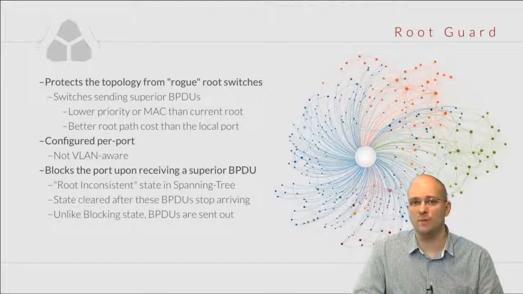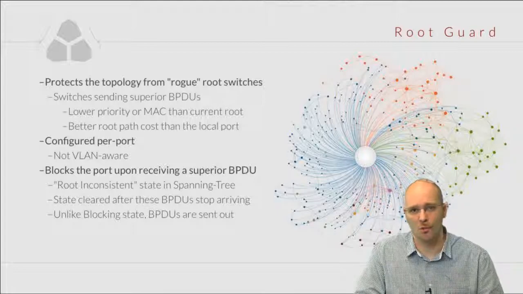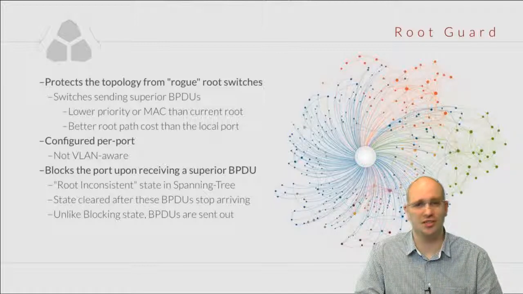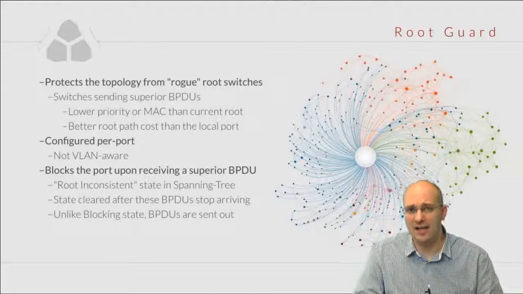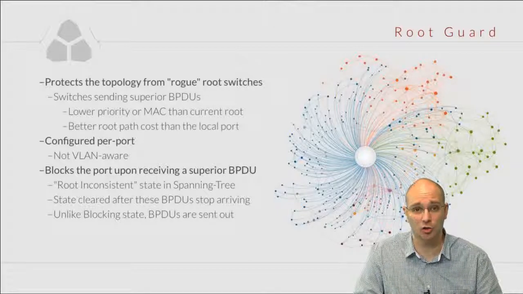Spanning tree RootGuard is a security-related spanning tree enhancement from Cisco. The purpose of this feature is to protect our switch topology from rogue root switches. Rogue root switches are switches that are sending superior BPDUs, and the definition of a superior BPDU can be many things. One, it's a BPDU that has a lower priority or MAC address than the current root.